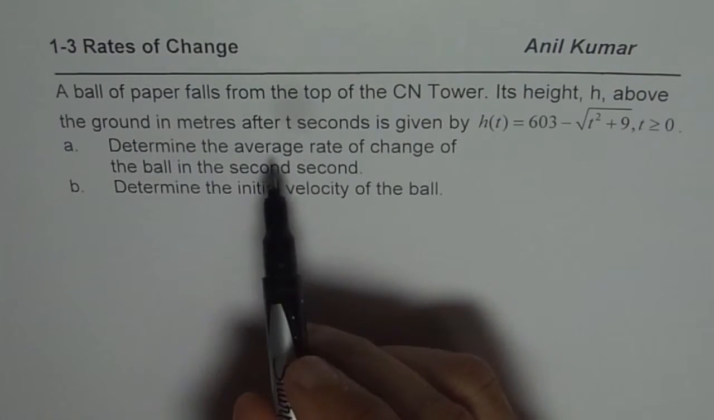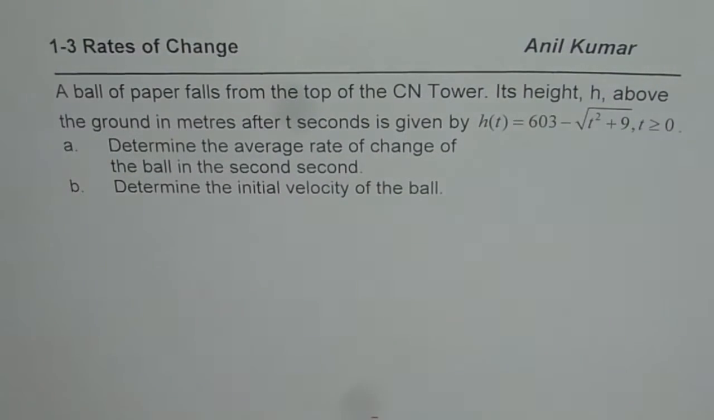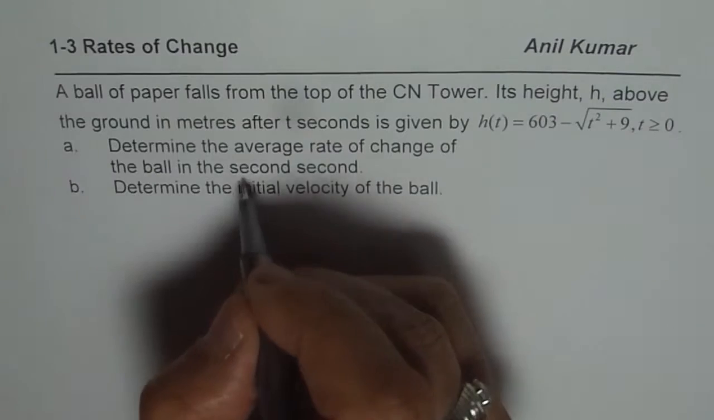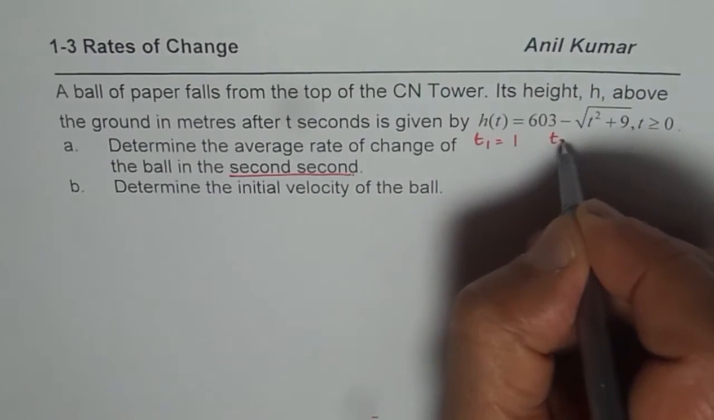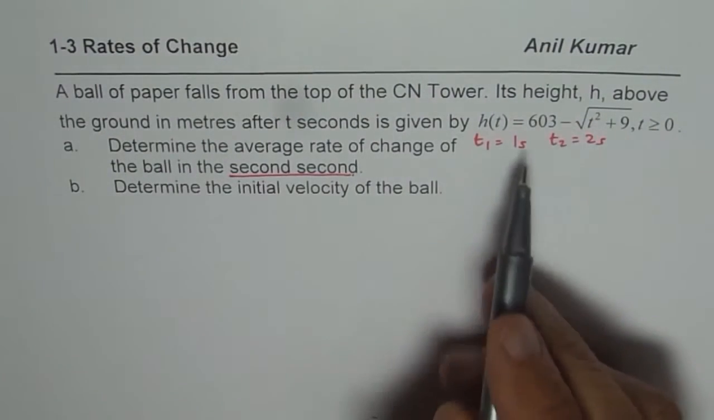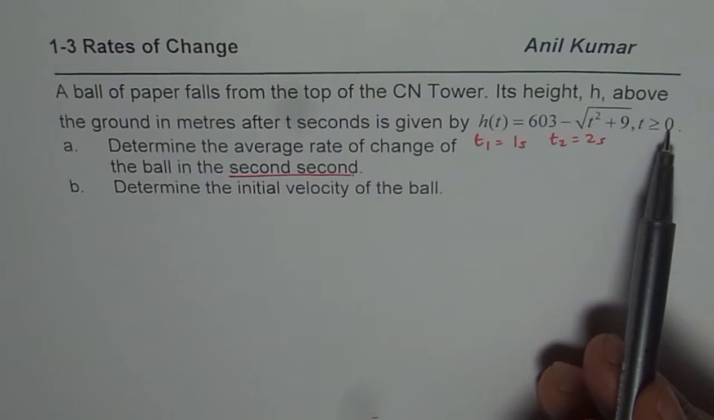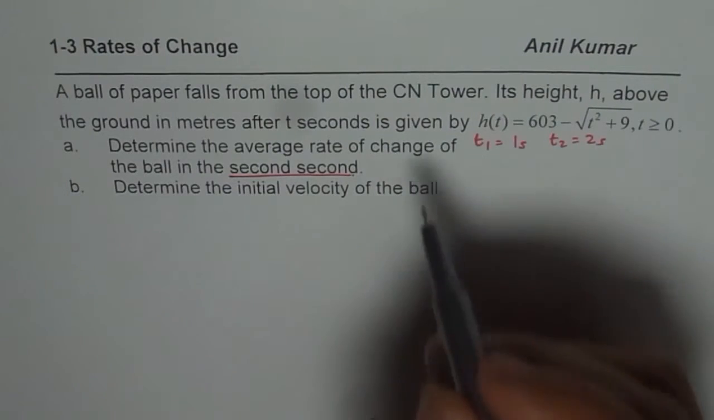Now, when we say determine the average rate of change of the ball in the second second, it's kind of confusing, right? The first second is from 0 to 1, and the second second is from 1 to 2. That is important to understand. Whenever we say second second, it means t1 is 1 and t2 is 2 seconds. Do you understand? So from 0 to 1 it is the first second, and from 1 to 2 it is the second second. So now I think it's very easy. You can always find the solution.